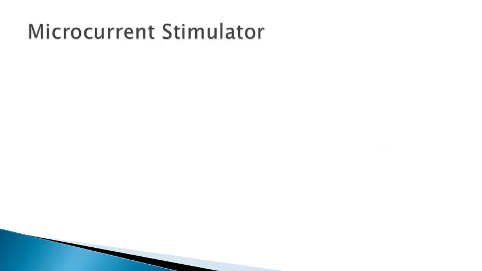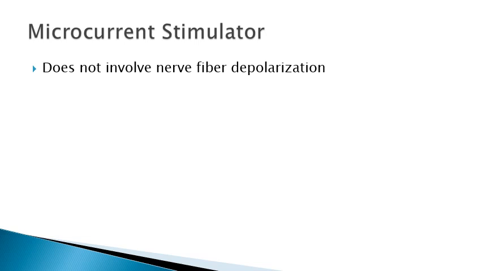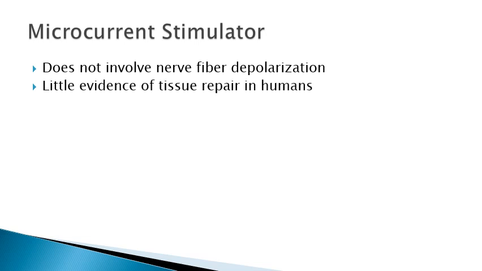A microcurrent stimulator. Now, microcurrent is kind of different. Microcurrent doesn't involve nerve fiber depolarization. The reason why it's called microcurrent is because the intensity is in the microamperage range. So it's a little bit different as far as the intensity and everything is concerned. You're not stimulating nerve fibers.